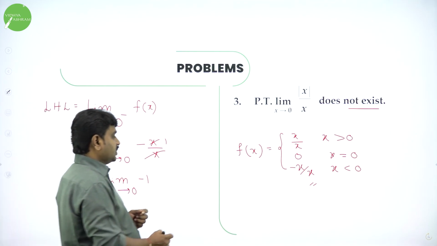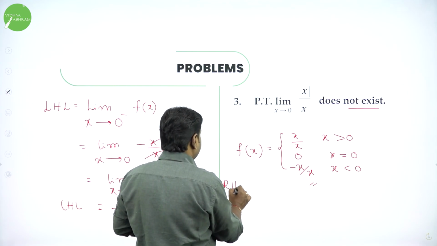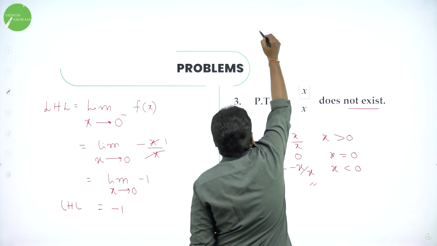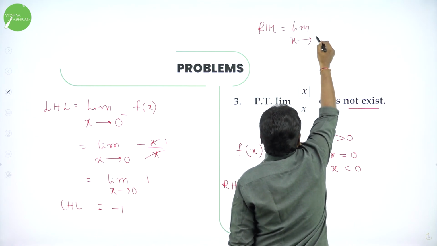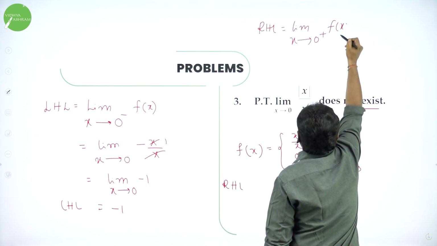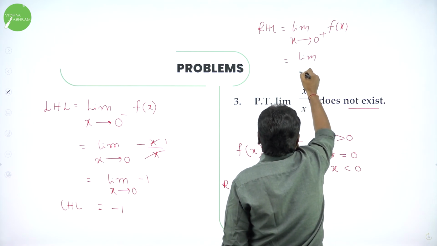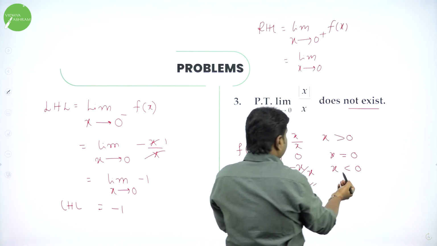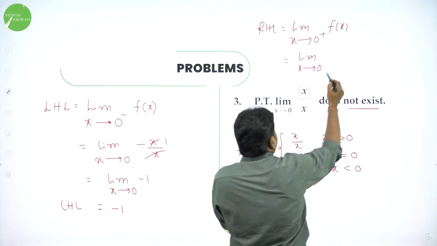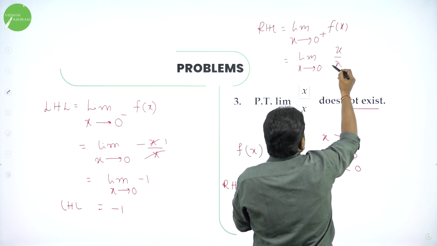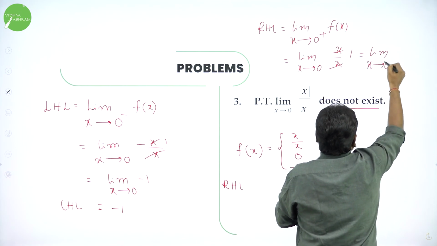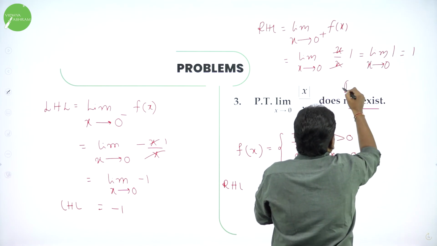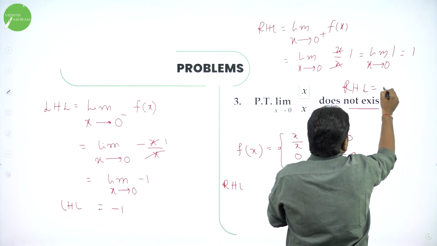Now you go for RHL, the right-handed limit. Right-handed limit means limit as x tends to 0 plus of f of x, that is, limit as x tends to 0, choose the function when x is greater than 0. When x is greater than 0, the function is positive x by x. You know, x by x cancels. It will be 1. That is limit as x tends to 0 of positive 1, which is 1. So RHL is 1.